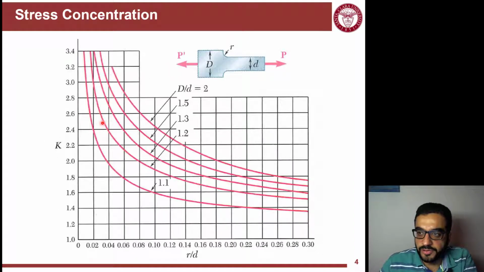In the case of the notches and round transitions, now you have multiple curves. Every curve refers to a different value of D uppercase over D lowercase. If you have intermediate values, you can interpolate.